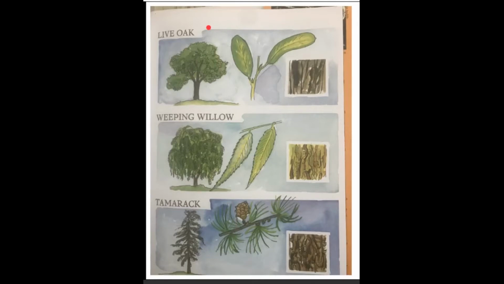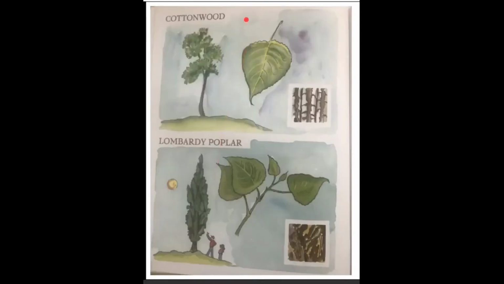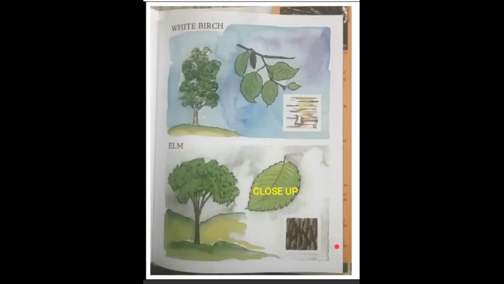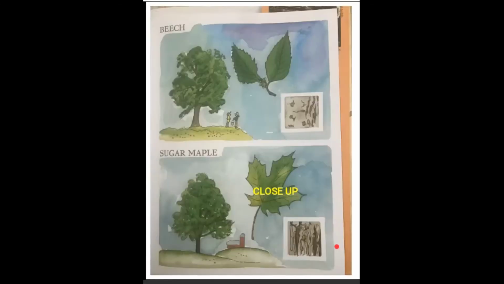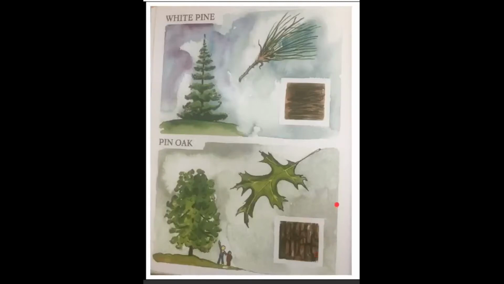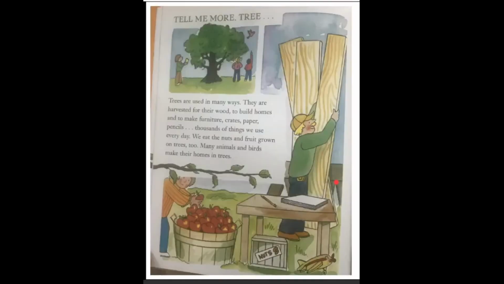We have the black oak, weeping willow, the tamarack, a cottonwood, a Lombardy poplar, white birch. There's a close-up. There's another one. An elm, a sweet cherry, a red oak, a beech, a sugar maple. That's a close-up of the bark. A white pine, a pin oak, a canary palm, a black walnut.